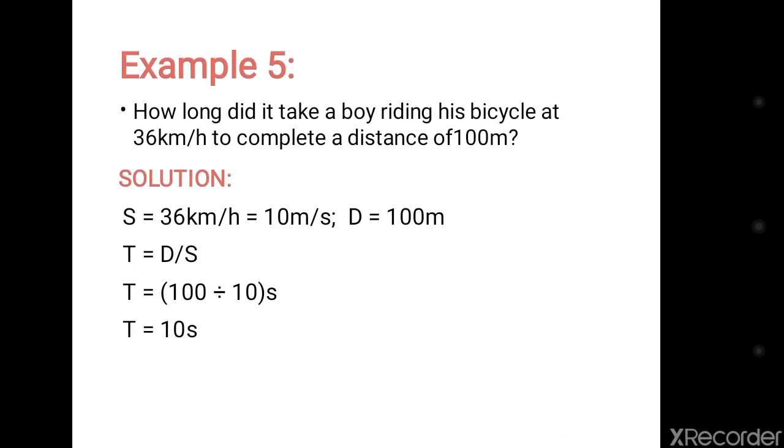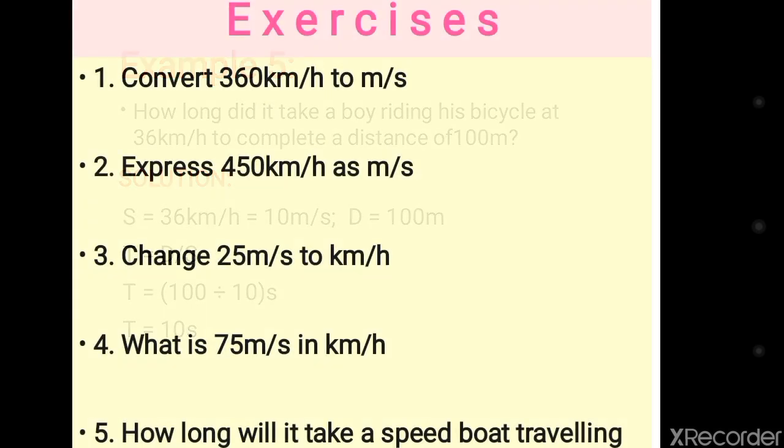Now, let's look at number 5. How long did it take a boy riding his bicycle at 36 kilometers per hour to complete a distance of 100 meters? So speed we have been given as 36 kilometers per hour, which we can change to 10 meters per second because distance is given in meters. Distance we are told is 100 meters. So time mathematically equals distance over speed, or distance divided by speed. So time will now be 100 divided by 10. So time is 10 seconds.